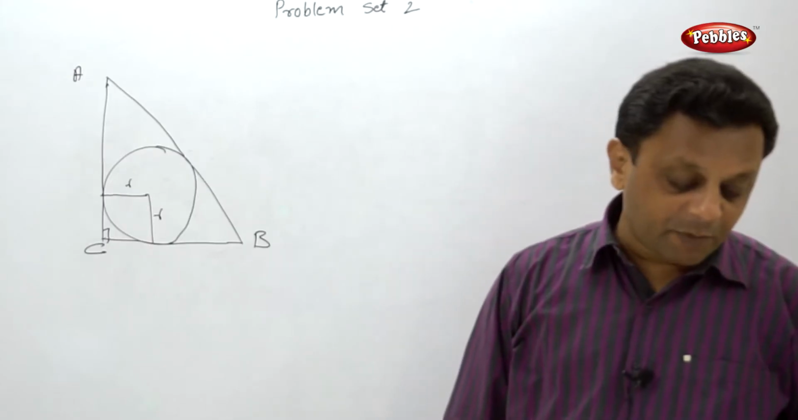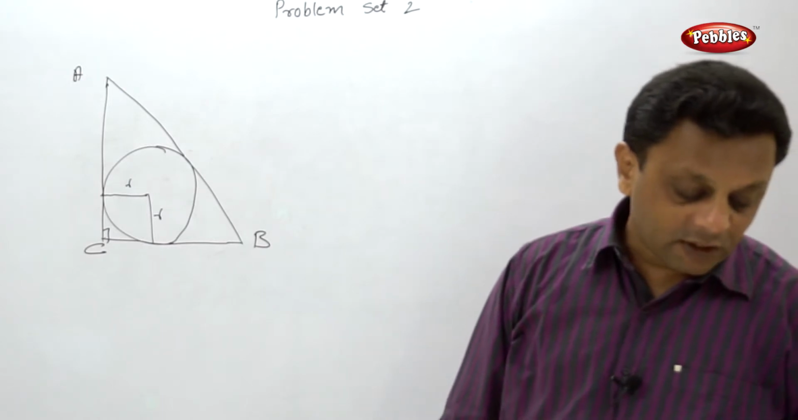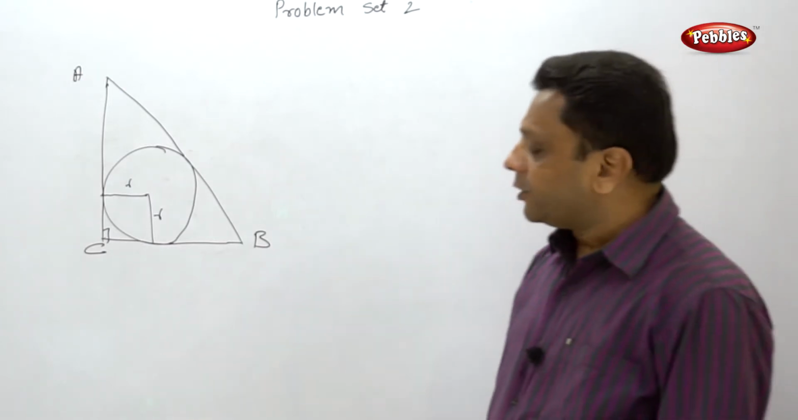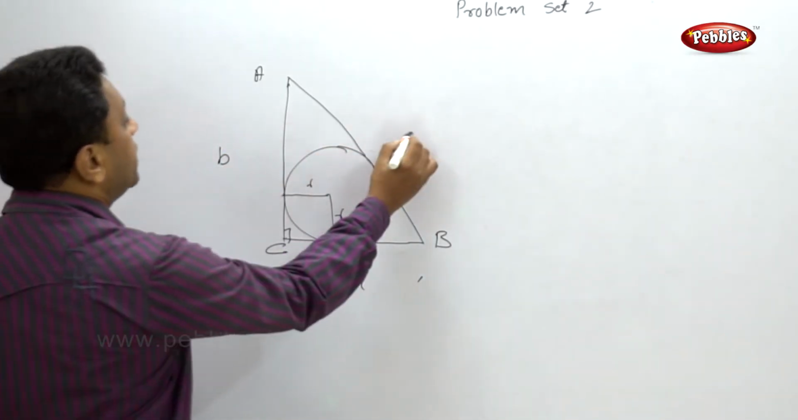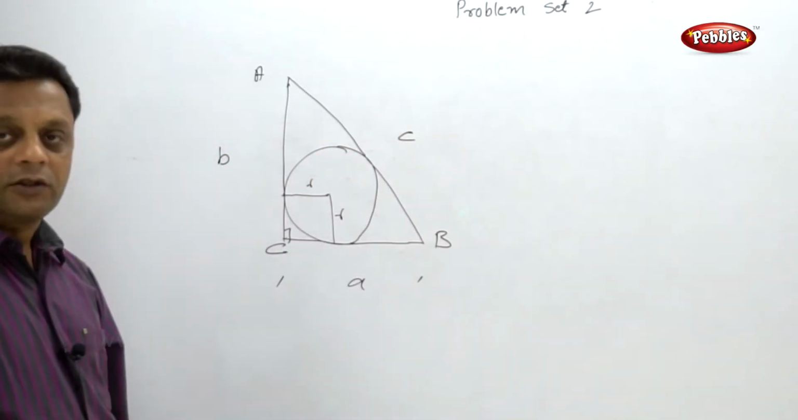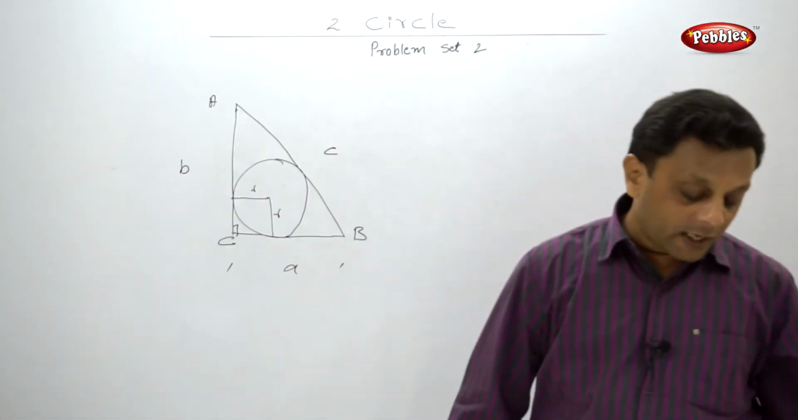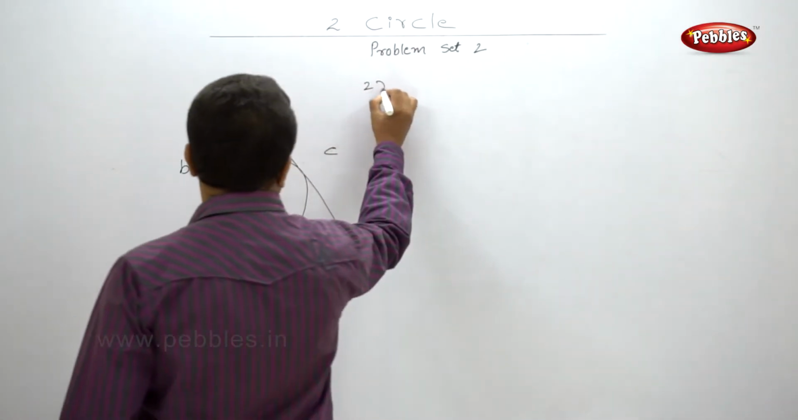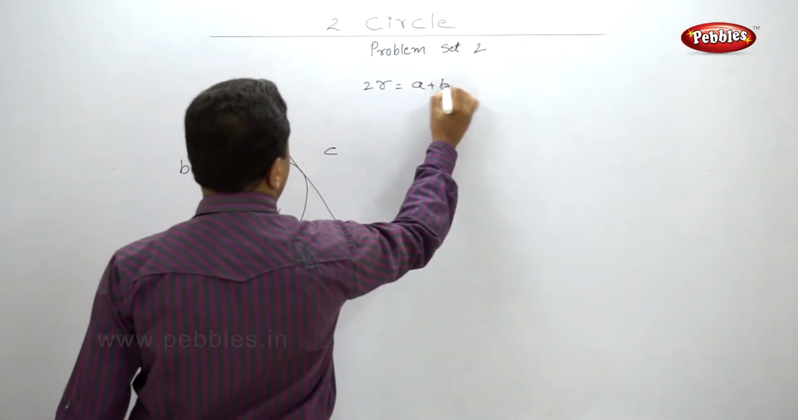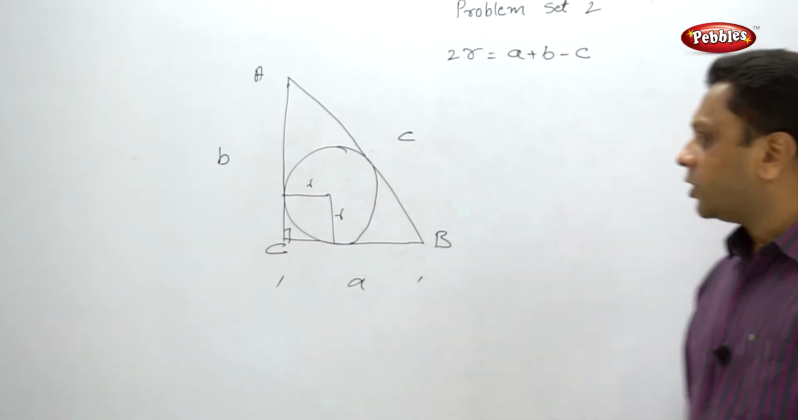Then they say A, B and C are the lengths of the sides BC, AC and AB respectively. So this is A, this is B and this is C, sides of the triangle respectively, and we have to prove that 2R is equal to A plus B minus C. This is what we have to prove. Let us see how to solve this problem.